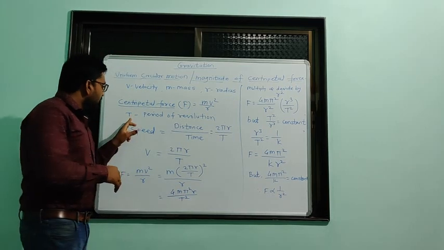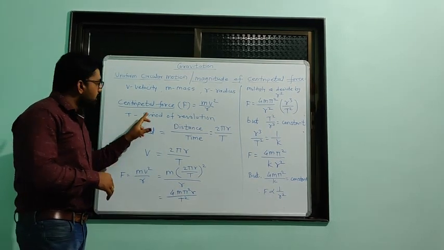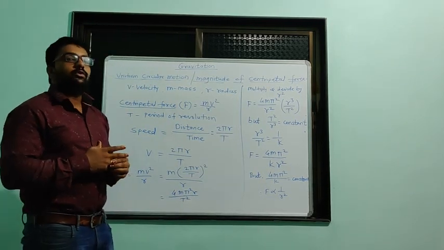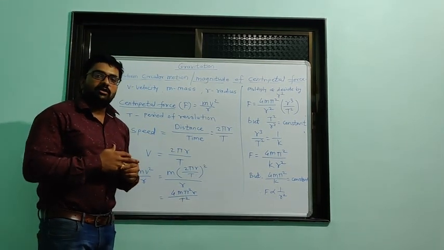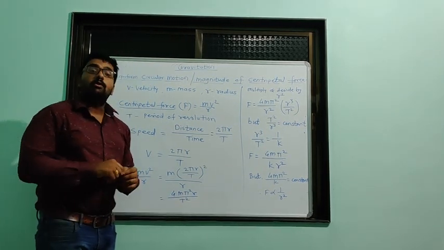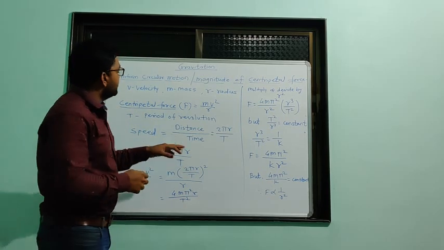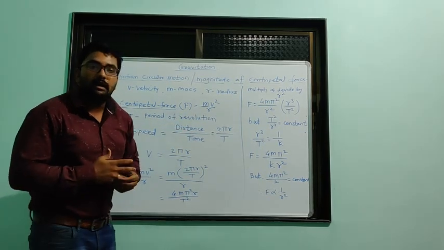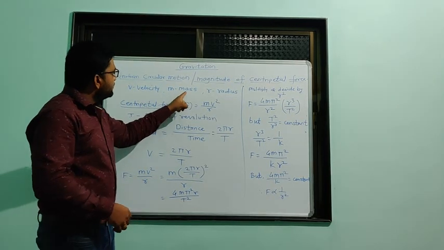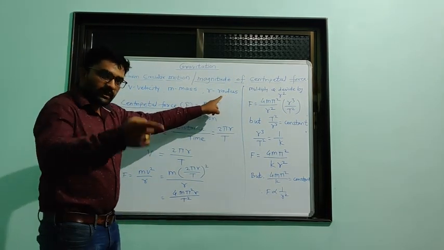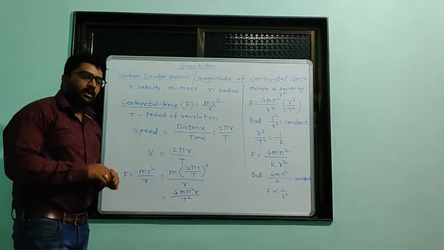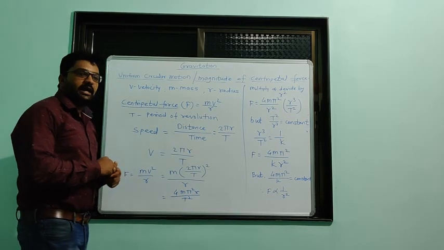Now we consider T. T is the period of revolution of that particular planet. I already told you in Kepler's third law, period is the time taken by any planet to complete one revolution around the sun. That is nothing but the period of that planet. So v is the velocity of that planet, m is mass, r is the radius of the orbit of the planet, and T is the period of revolution. Then we have to calculate the speed of that planet.